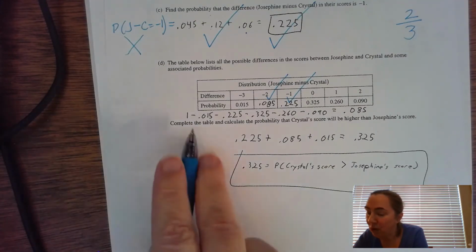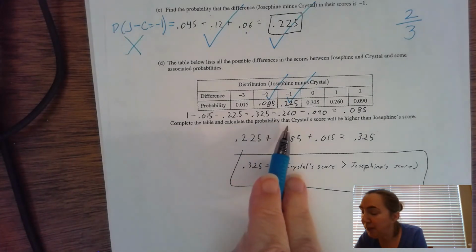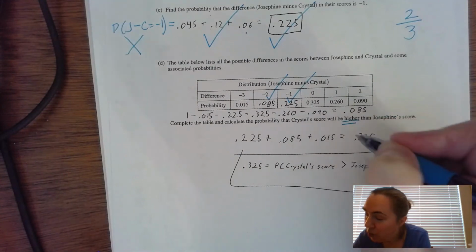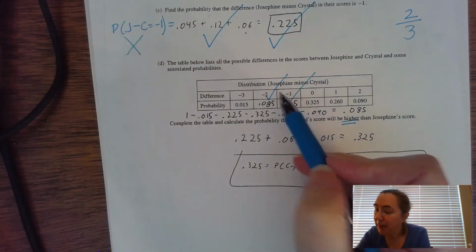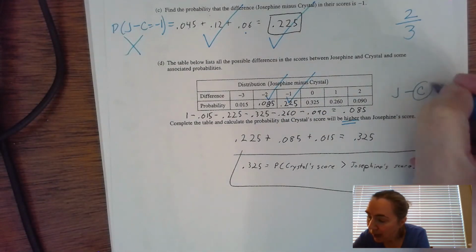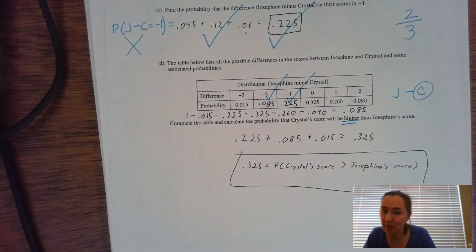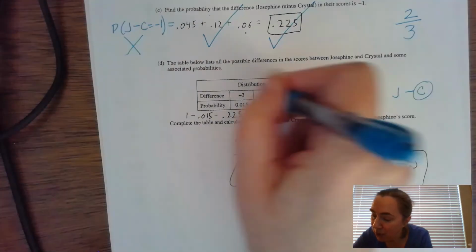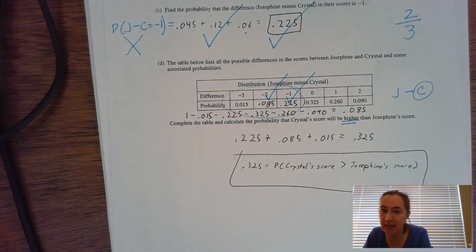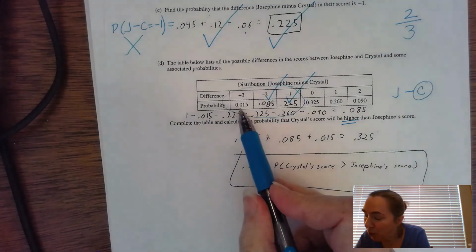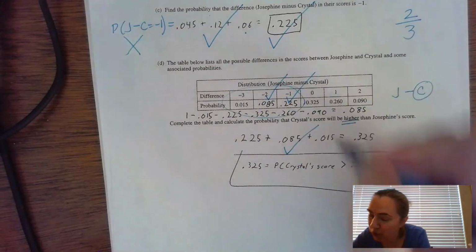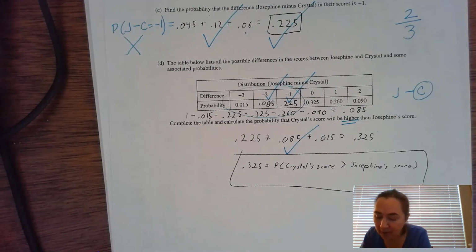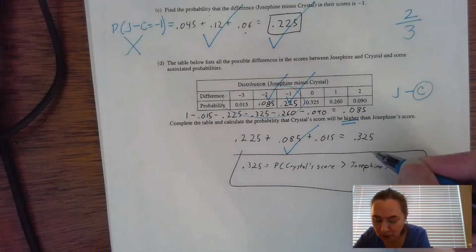And then we have now completed the table, and now we're going to calculate the probability that Crystal's score is higher. If Crystal has a higher score, that means Josephine minus Crystal is going to end up being a negative difference. And that will point you toward what numbers you need to add up. So we're going to be adding up the numbers where the difference is negative. So we're going to take 0.015 plus 0.085 plus 0.225. There needs to be work shown. The order doesn't matter. And then the final answer, which is worth a check, is going to be 0.325.